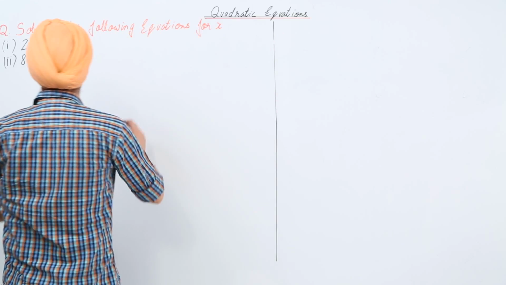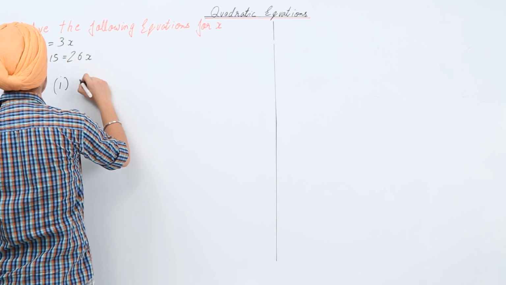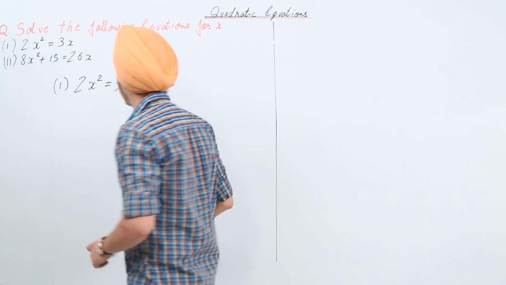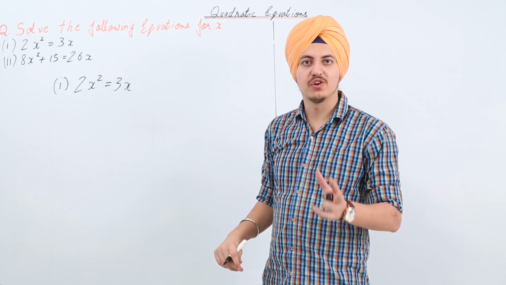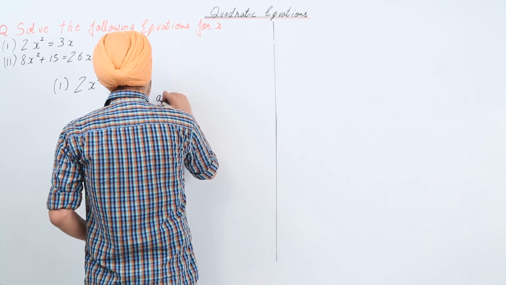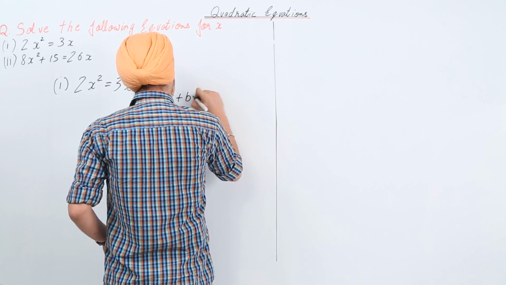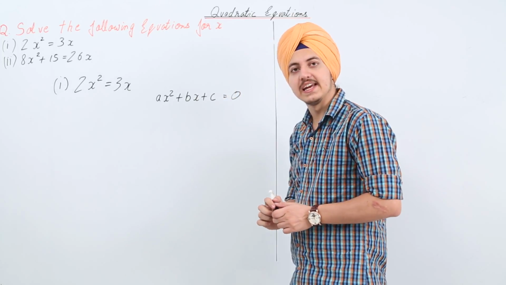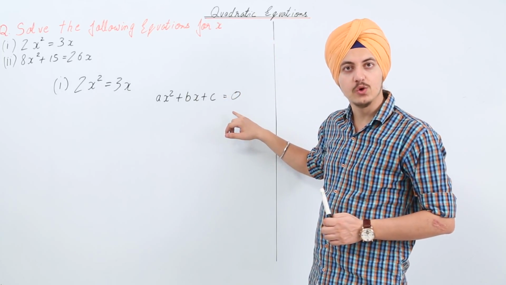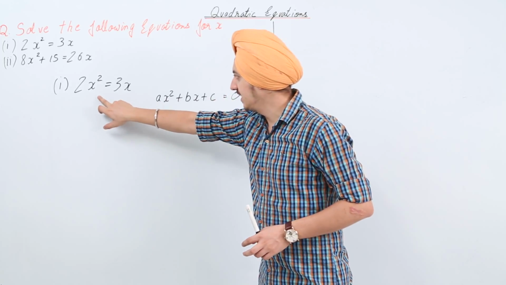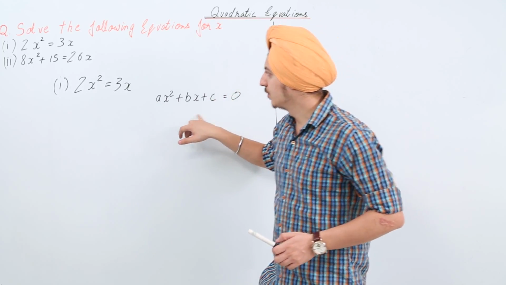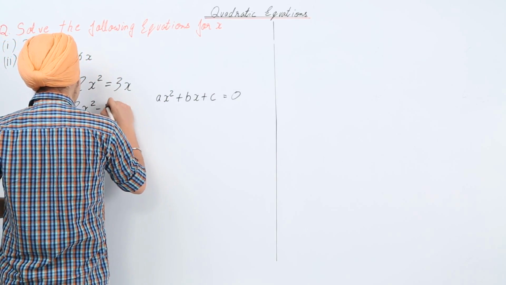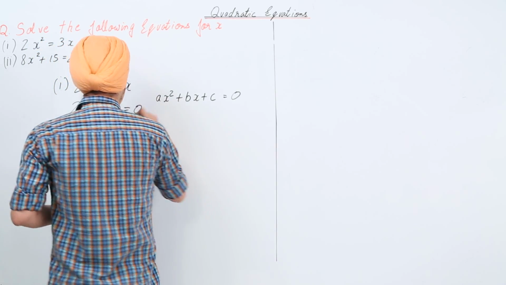First of all, we are doing the first part. It says 2x square is equal to 3x. We know that the basic form of a quadratic equation is ax square plus bx plus c equal to 0. So we have to bring this equation into this form. So how do we do this? We take this 3x to this side, which becomes 2x square minus 3x equal to 0.